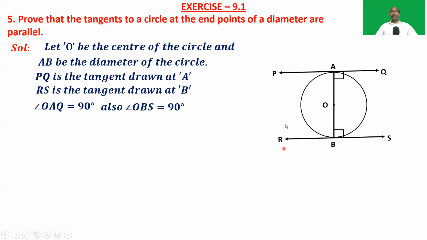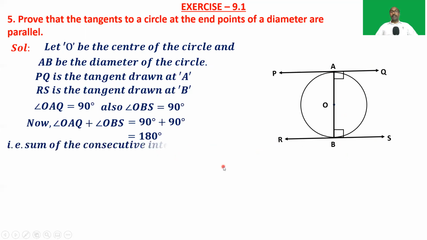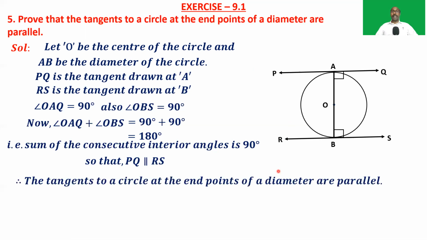Now we have to prove that PQ and RS are parallel to each other. So the sum of the angles OAQ and OBS is equal to 90 degrees plus 90 degrees, which is equal to 180 degrees. And as we know that if the sum of the consecutive interior angles is 180 degrees, then the two lines are parallel to each other. So PQ is parallel to RS. That is, the tangents to a circle at the endpoints of a diameter are parallel to each other.